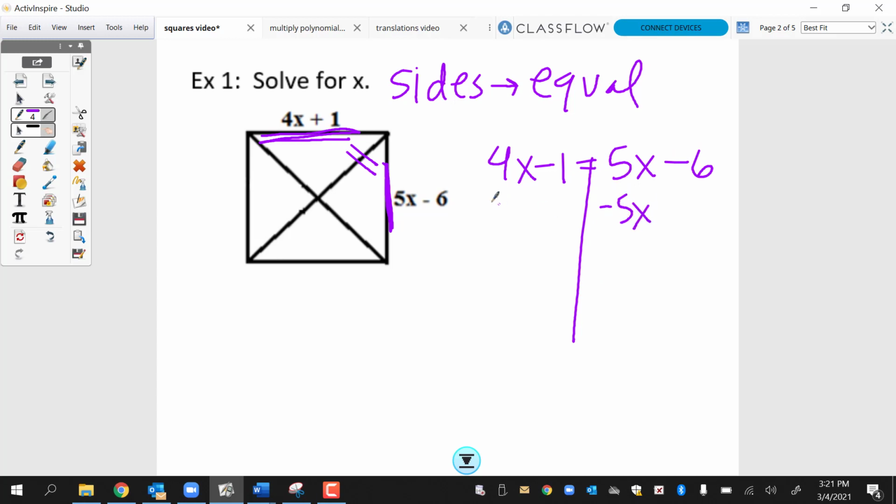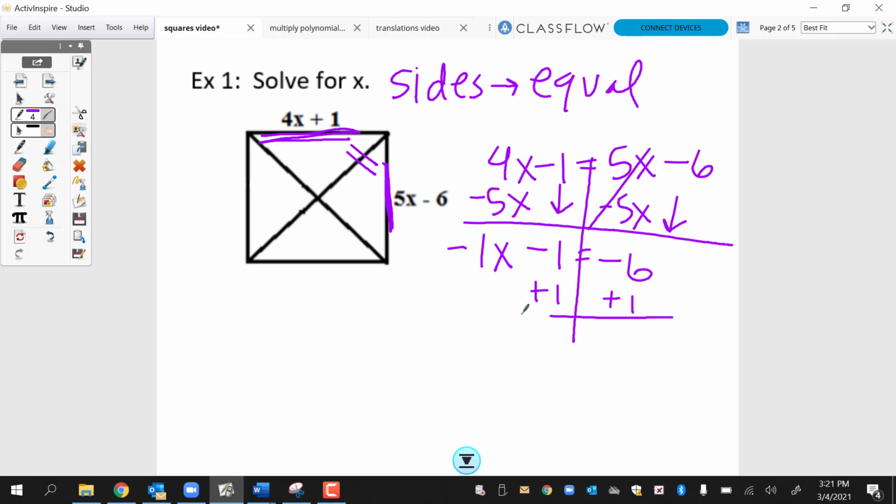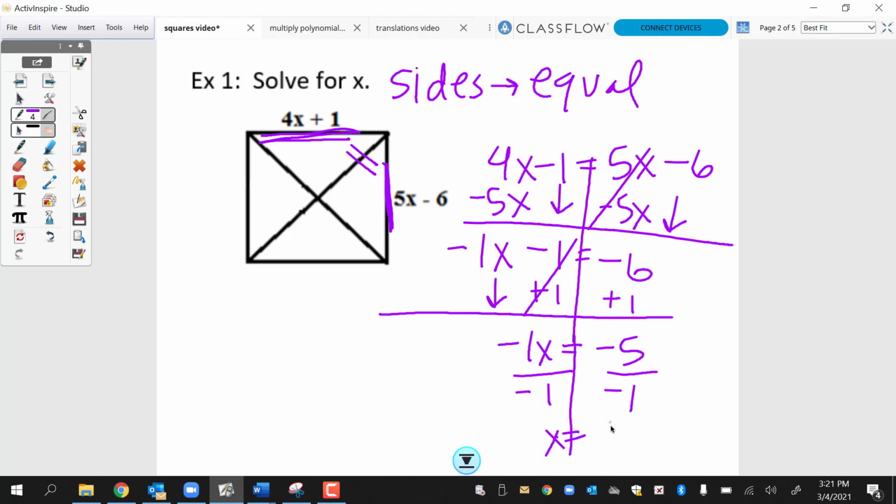So I move x's to the same side. That leaves me with negative 6 and negative 1, and 4x minus 5x is negative 1x. And then I'm moving the negative 1 to the other side by adding 1. Cross this out. Negative 1x equals negative 6 plus 1, which is negative 5. And then divide by negative 1. And I get x equals positive 5. If you don't know, you would type that in. The question just said solve for x, so I do not need to plug it back in. This is my answer. If they give me any of the sides, we set them equal because all the sides should be the same.